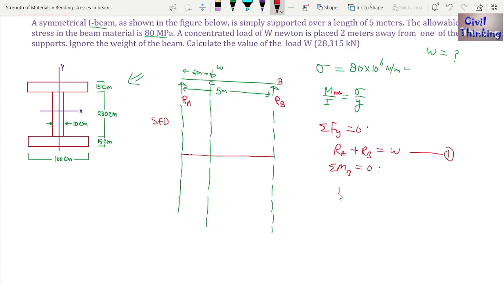So we are going to get RA multiplied by 5, right? RA is going to exert a clockwise moment like this, so I'm going to assume clockwise moments to be positive. W, you can see, is going to exert a moment like this, anti-clockwise, and that will be negative. Now RA multiplied by 5, and due to W it is minus W into how much is from here to here. Now the total is 5, this is 2, so it is 5 minus 2, which is 3, right?